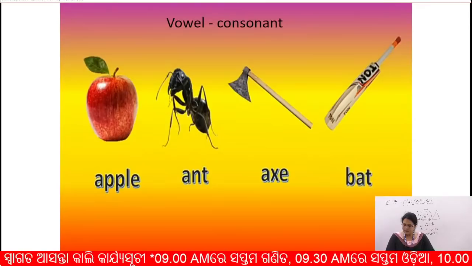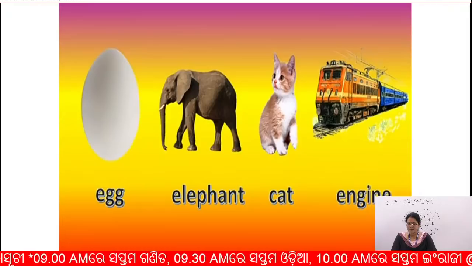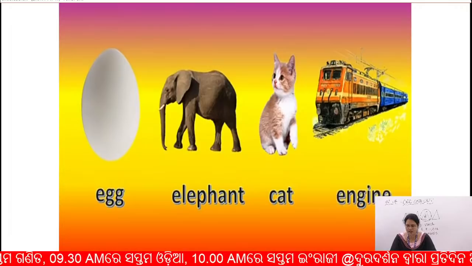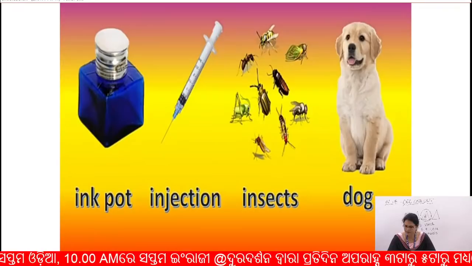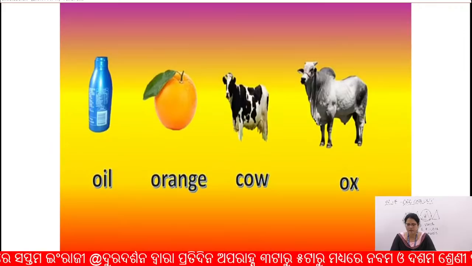Look at the next screen, egg, elephant, cat, engine. Which one is odd? Yes, cat is odd, right? Because the first letter is a consonant, the rest are vowels. Now I for inkpot, I for injection, I for insects, and D for dog. Which one is different? The D-O-G, dog, is the odd one out. Now O for oil, orange, cow, ox, in the next screen, students, which one is different? You have to find out and circle it. Yes, C-O-W, cow, is the odd one.